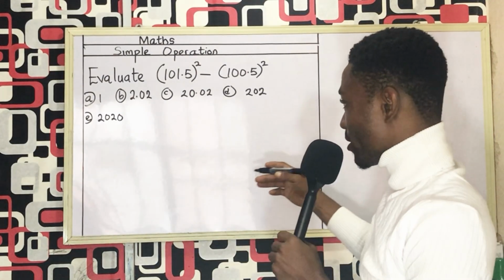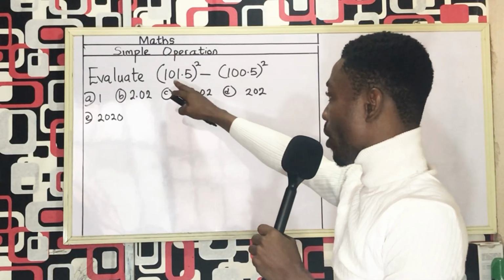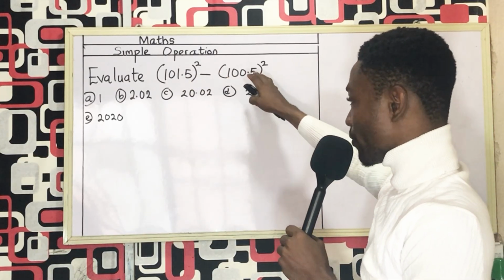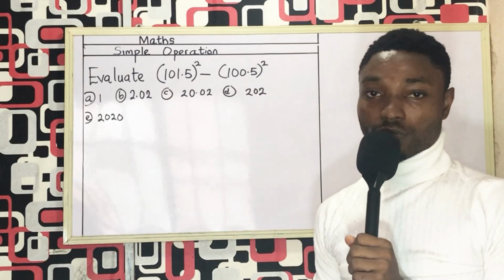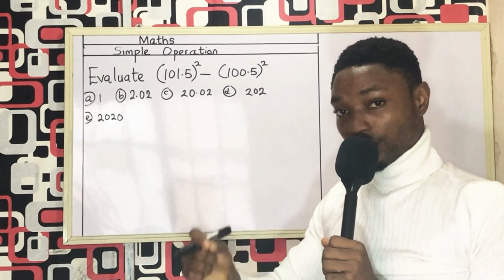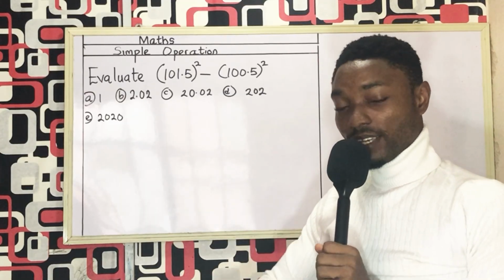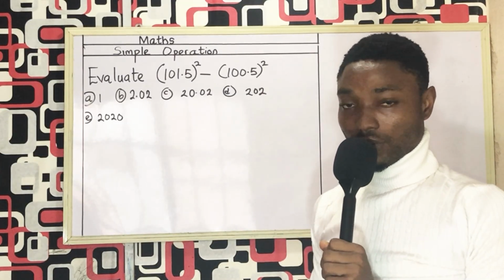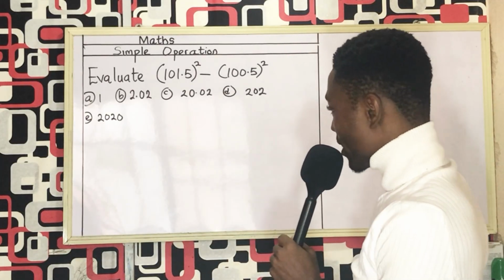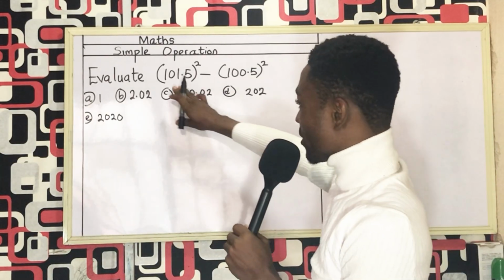This question says evaluate 101.5 squared minus 100.5 squared. We're going to address this particular question in tiny sectors, or divide it into different segments. Then we'll solve it as a whole in the last stage. Now, for the first stage, let's address this one first.